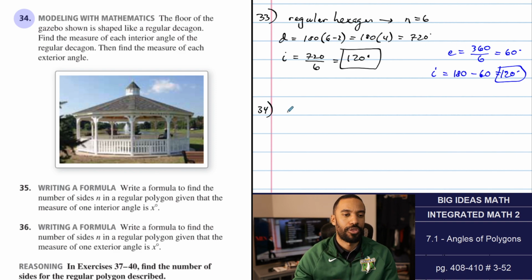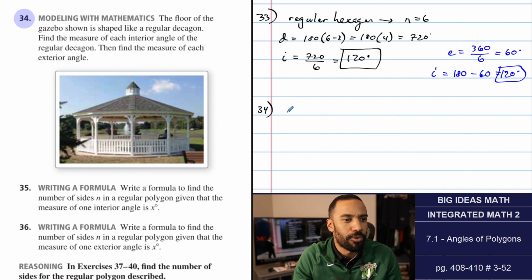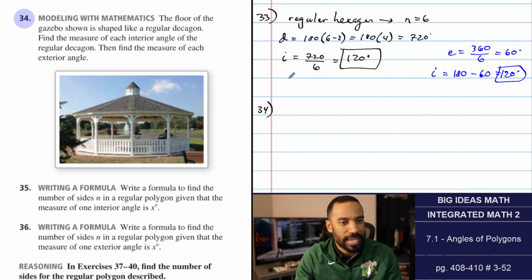All right, number 34, modeling with mathematics. The floor of the gazebo is shaped like a regular decagon. That's a 10-sided shape. Regular decagon.